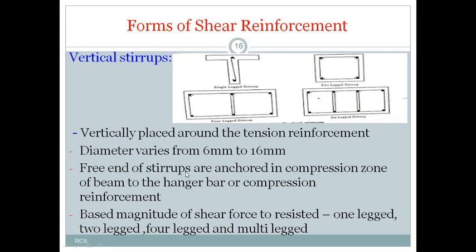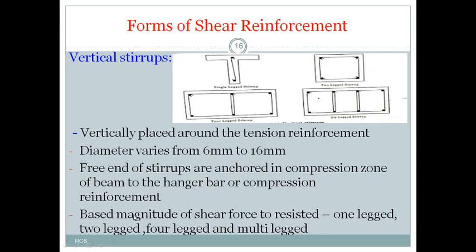Free end of the stirrups are anchored in the compression zone. Suppose this is a beam. Above the neutral axis is the compression zone, and below it is the tension zone. In the compression zone, this will be the free end. Free end of the stirrups are anchored to the anchor bars in the compression zone.